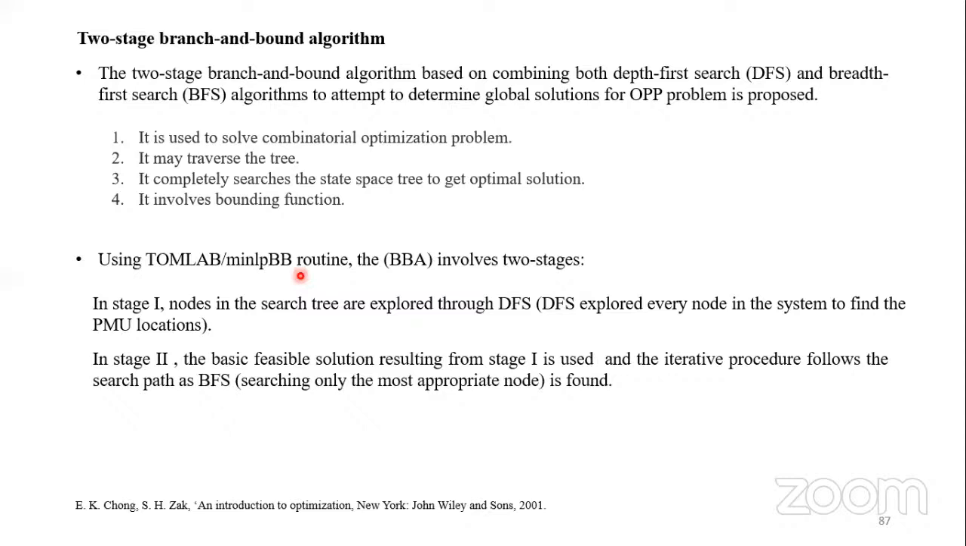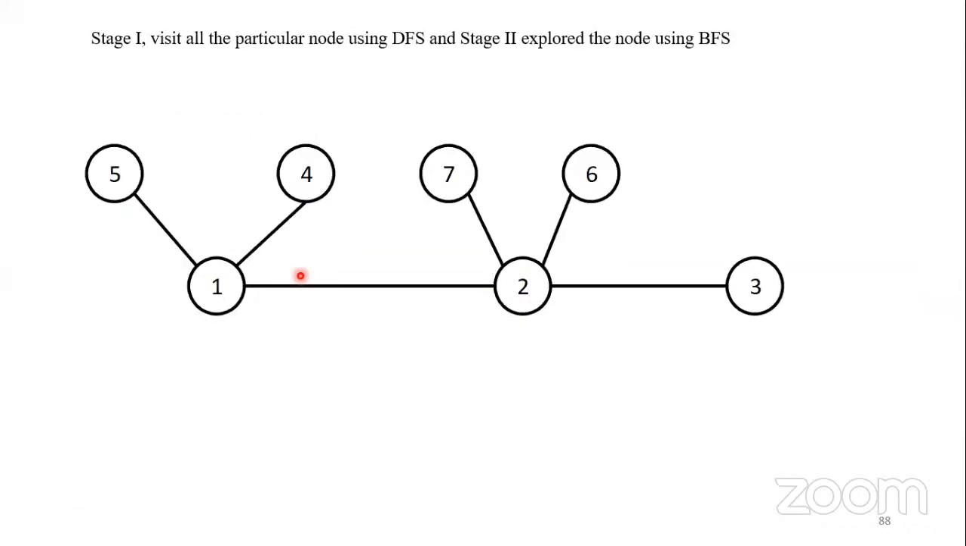First, it will explore the tree with the help of the depth first search method, and second, it will find the basic solutions by using the best first search method, and it will only search the most appropriate node in case of the network. So I just want to give you an example here. I have taken this small system here.